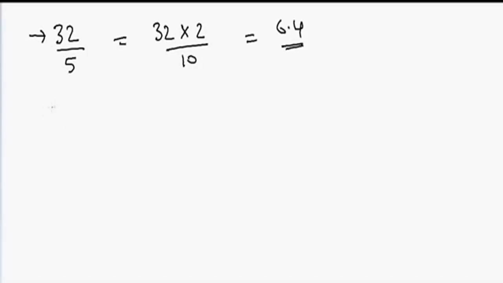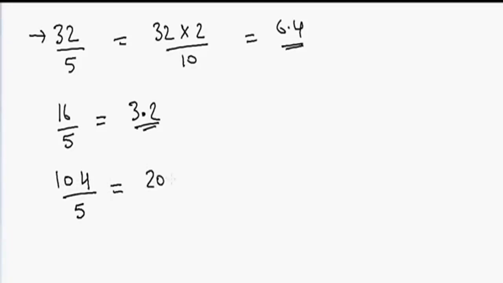Another example, suppose I have 16 and I want to divide by 5. The answer is 2 times 16, which is 32, and then put a decimal here, so that's your answer. Again, if I have 104 and want to divide by 5, what would be the answer? 2 times 104 is 208, then a decimal here, that's your answer.